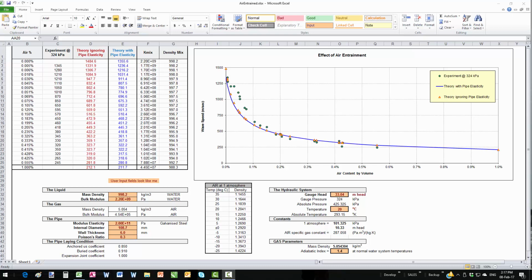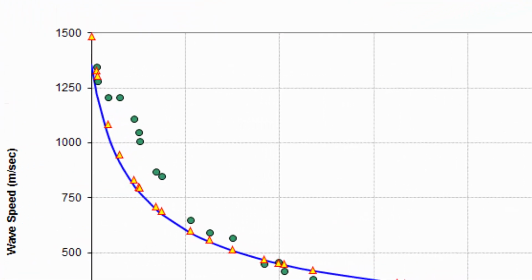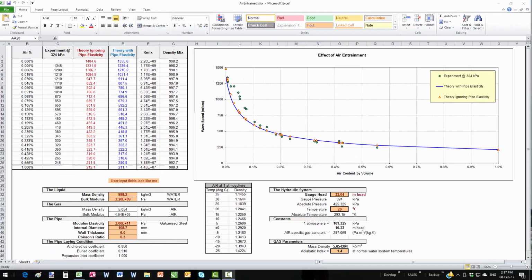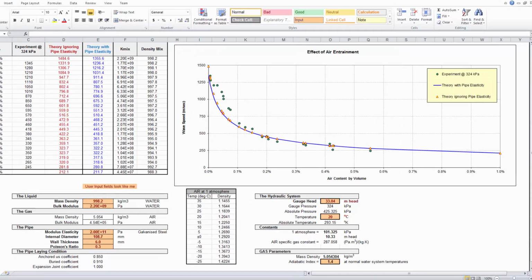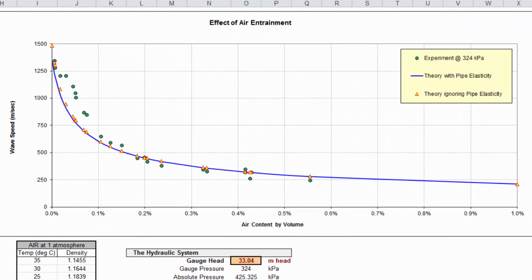So what can we see here? Let's start with the small dark green dots. They are the values measured in a particular experiment. The user input fields in the spreadsheet are set to match the conditions that existed in the experiment. Consequently, when you look at the blue line on the graph, it is showing how closely the formulae published by Wiley and Streeter match the experimental results. The blue line includes pipe elasticity, while the small red-yellow triangles apply the formulae, ignoring pipe elasticity.